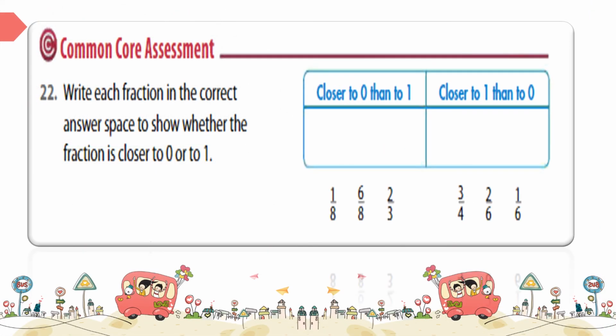Okay, so now you have the assessment for this lesson, and here two boxes are given, closer to 0 and closer to 1, and some fractions are given below. You have to choose the fractions and write them in the correct box.